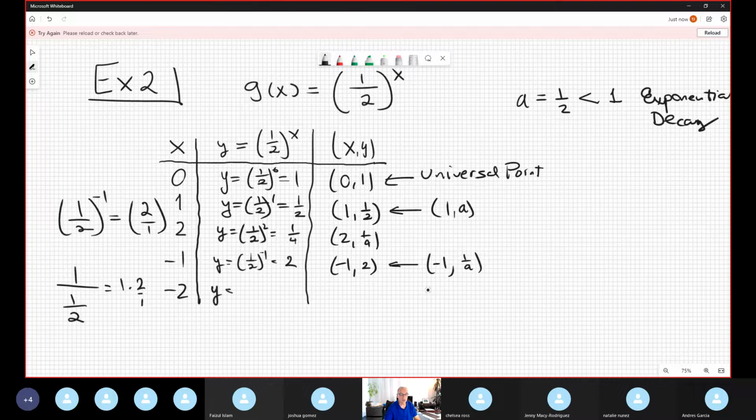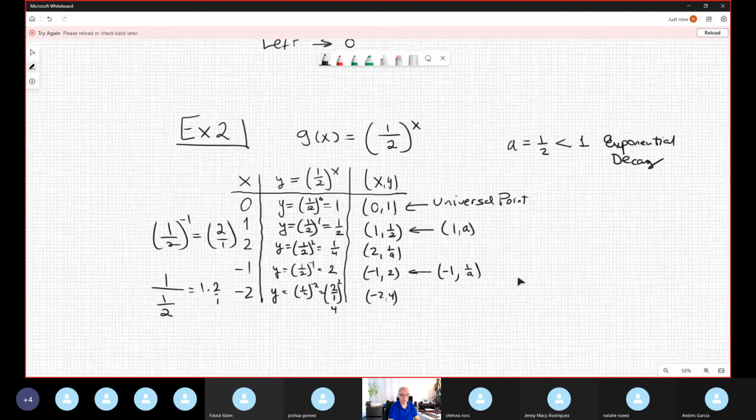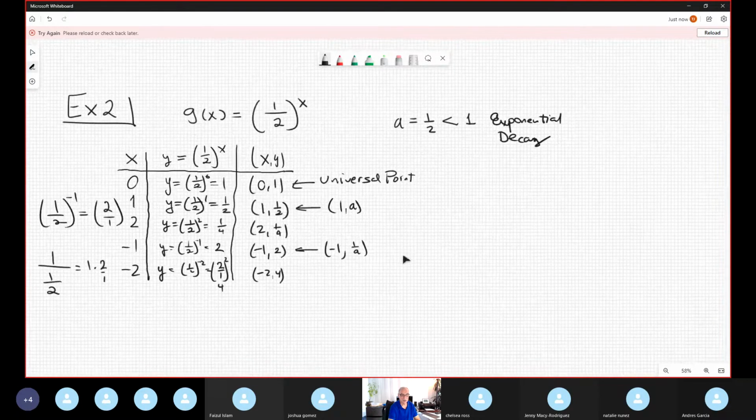And finally, -2. So 1/2 raised to the -2 is the reciprocal. The reciprocal is 2/1 because it's a negative exponent, but you square. 2 to the second power is 4, and 1 to the second power is 1. So it's just 4, and this is -2, 4. I need to understand much better when the base is less than 1.